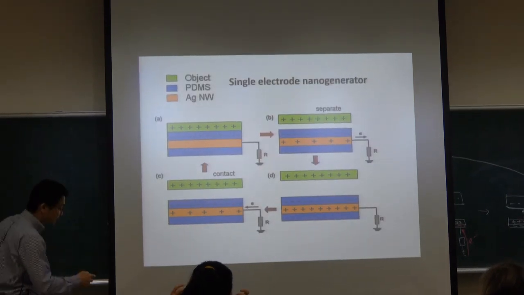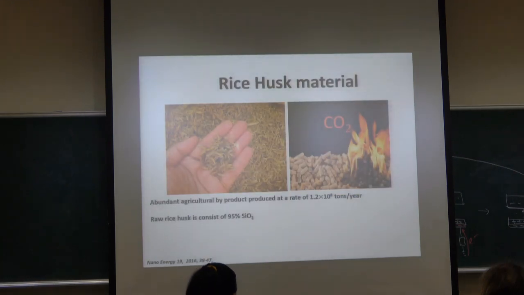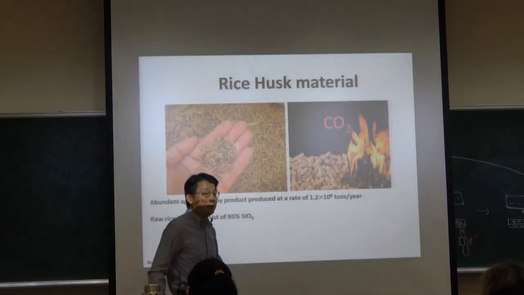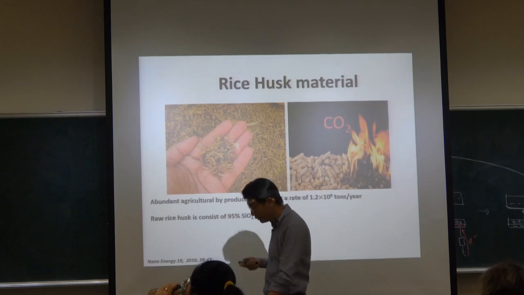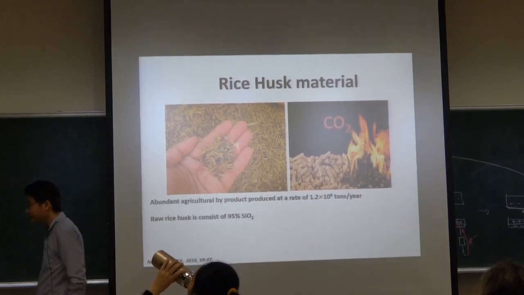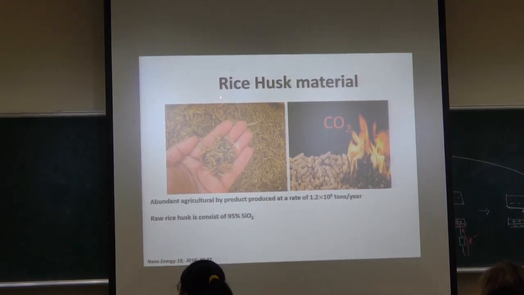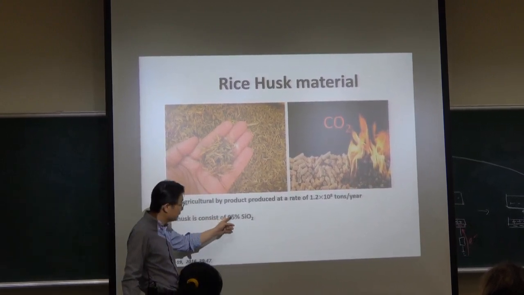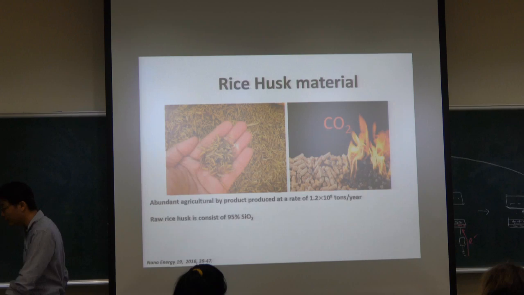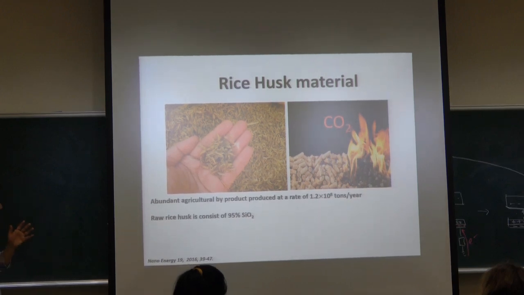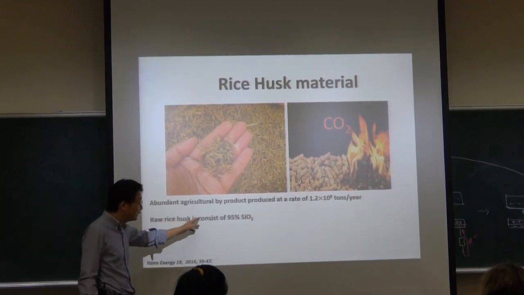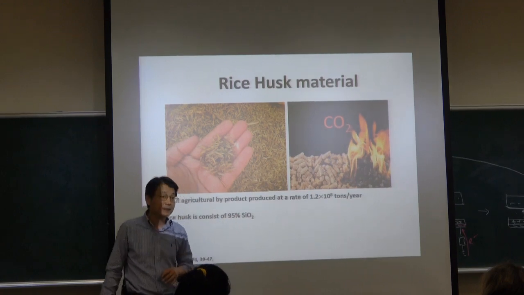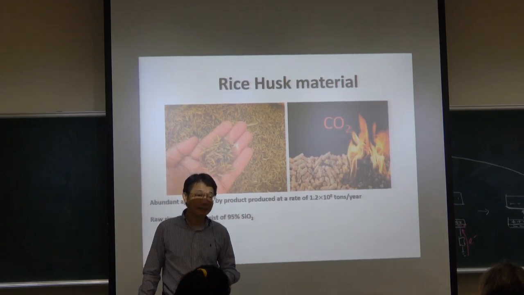We already discussed that. So now it's a more particular application. Okay, this is in our research. We utilize the rice husk materials. Okay, if you look at the rice husk, actually rice husk. Sorry, here it should be 38%, okay, not 95%. Rice husk contains an ingredient, 38% silicon dioxide.